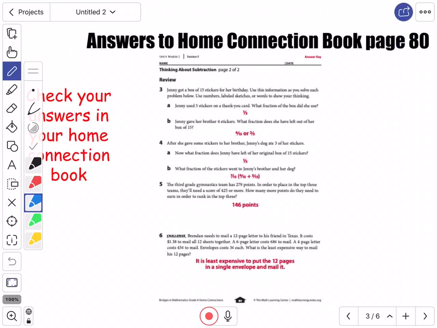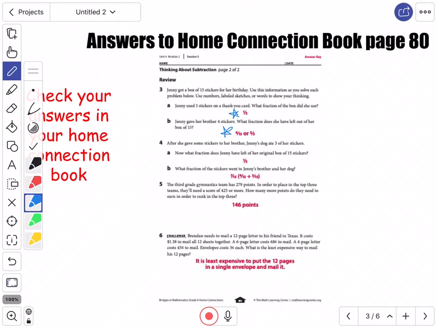Jenny got a box of 15 stickers for her birthday. Use the information as you solve each problem below. Use numbers, labeled sketches, or words to show your thinking. A, Jenny used 5 stickers on a thank you card. What fraction of the box did she use? 1/3. B, Jenny gave her brother 4 stickers. What fraction does she have left out of her box of 15? She has 6/15 or 2/5. So the 2/5 is simplified, but either answer is correct because those are equivalent fractions.